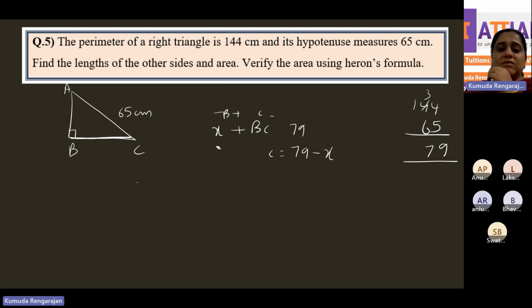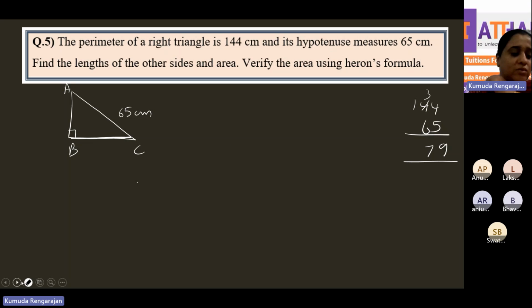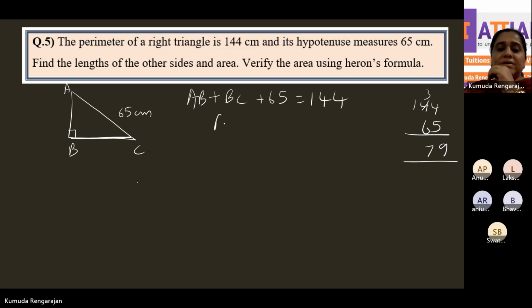What is given? Perimeter, right? 144. So AB plus BC plus AC is equal to 144. AB plus BC plus 65 is equal to 144. AB plus BC is equal to 144 minus 65, which is 79.